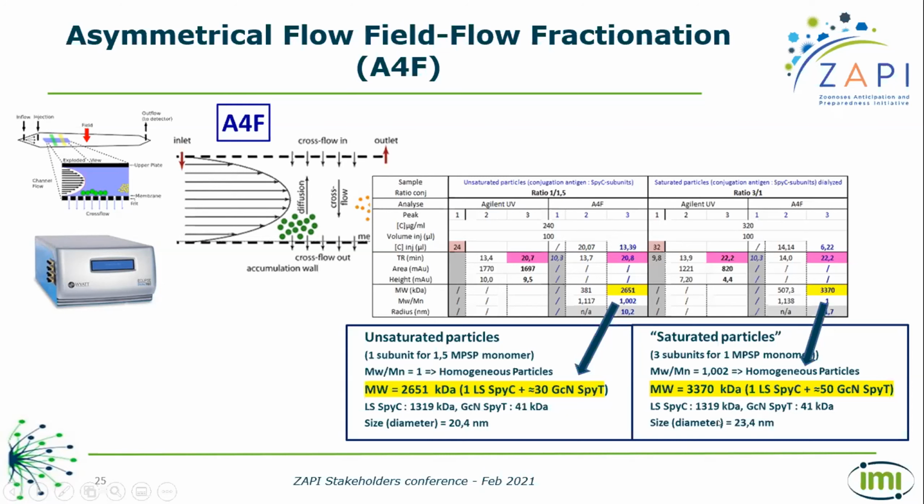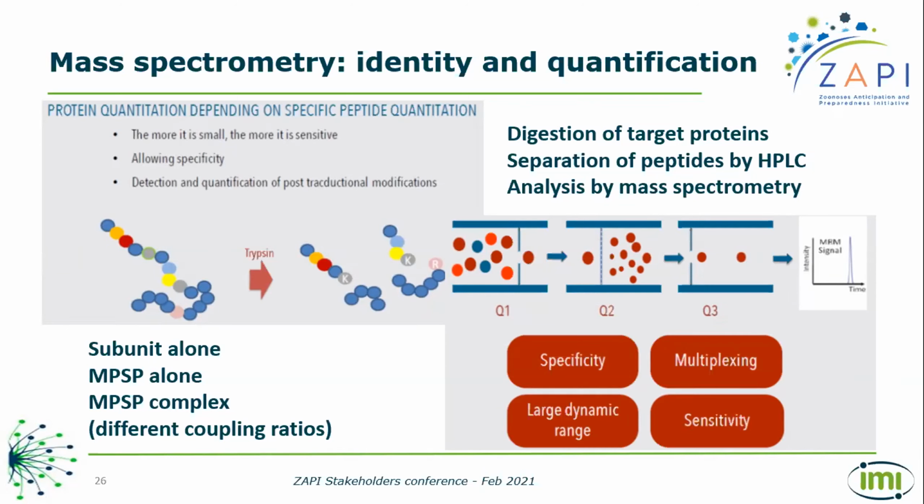coupled to lumazine synthase. In fact, lumazine synthase is the smallest of the scaffolds we have used, and due to steric hindrance, we think we cannot reach the full saturation, that would be 60 subunits coupled on the scaffold. And we will be repeating that very soon with materials produced at medium scale and large scale.